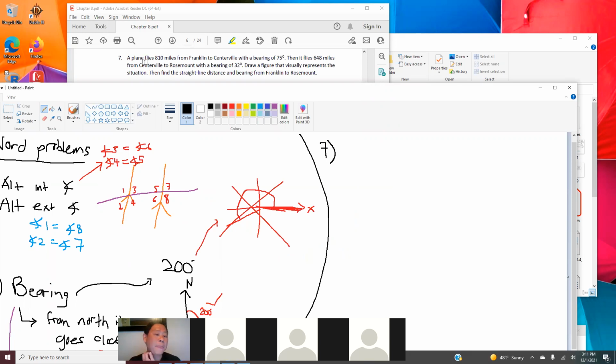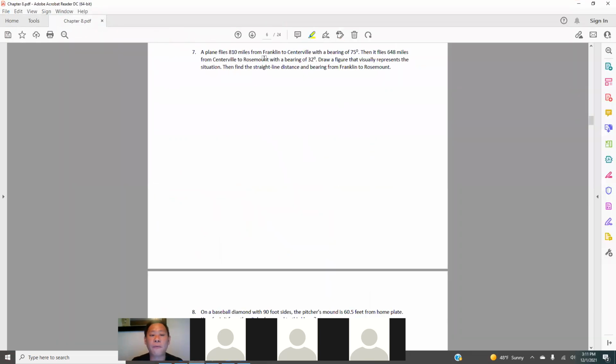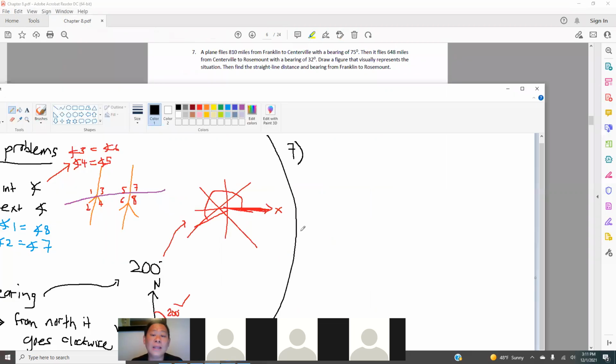So we got a plane. A plane is flying from Franklin to Centerville, 810 miles, with a bearing of 75 degrees. What this means is, I'm going to draw a little bit here. So this is the bearing of Franklin. You're traveling from Franklin, I use F for Franklin, to Centerville. They are 810 miles apart. Okay. And the bearing is 75.